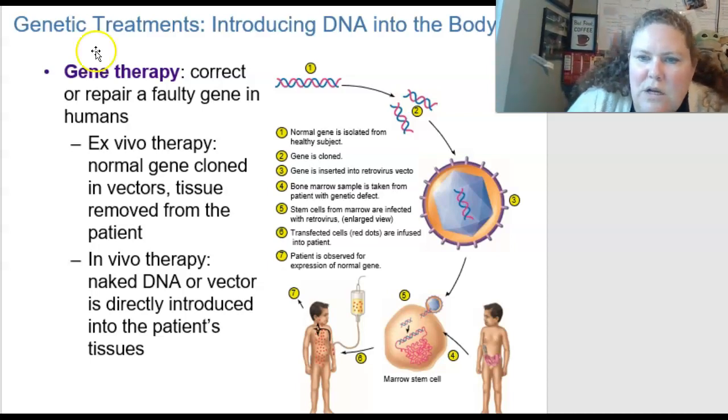Okay, so again, you can see in this figure, the normal gene is isolated, the gene is cloned, it's inserted into the vector, and a bone marrow sample is taken. Then the stem cells are going to be transfected, and then you put them into the patient and observe for expression of the normal gene.